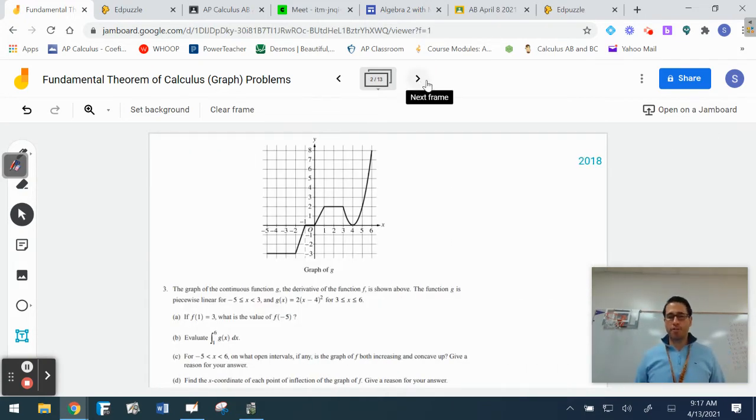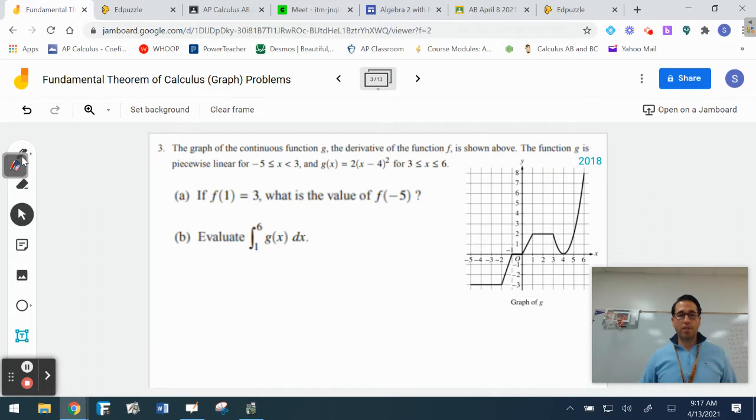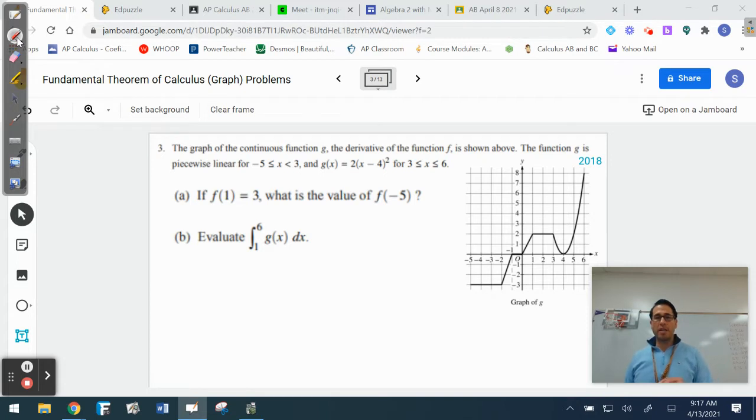2018, number 3. A, B, C, D. So a good 4 parts to this guy. Okay, first question here. We have a graph of a continuous function, g, and it says g happens to be the derivative of f. So real important here, the way I'd start this, guys, I would probably say this is also f prime, okay? The function g is piecewise linear from -5 to +3. If you notice, it just kind of jumps up there, but they're all linear, they're all lines. But then after 3, so from 3 to 6, you get something that's a little bit parabolic. Okay, very important to make sure we pay attention to that.